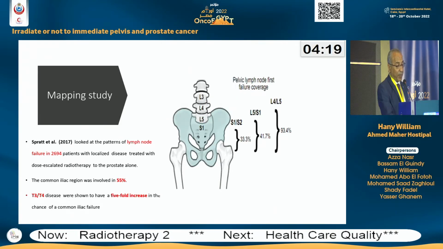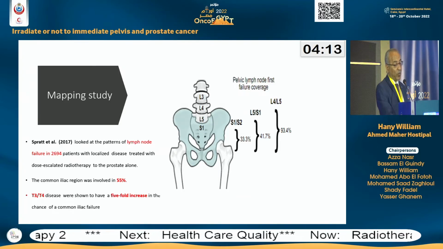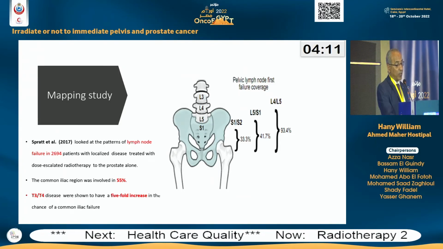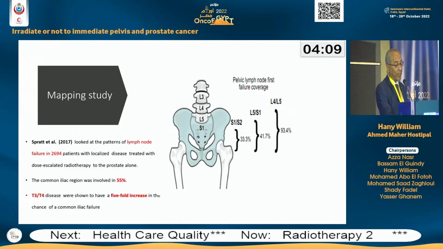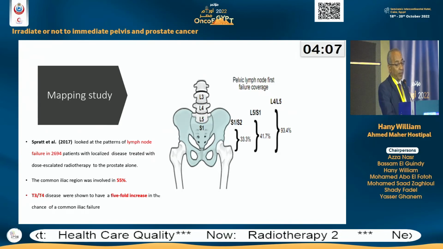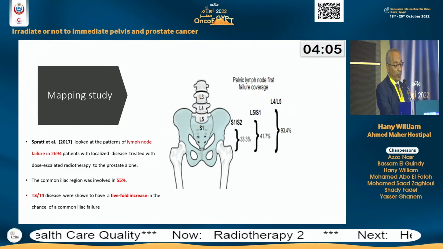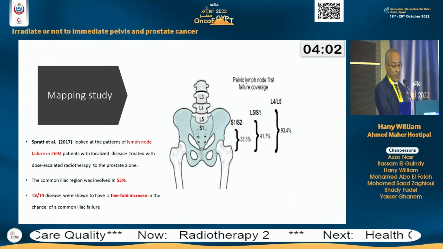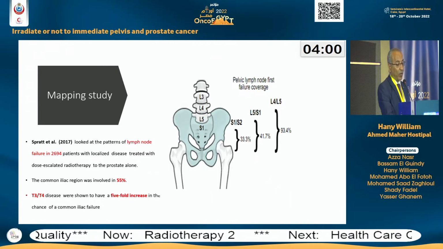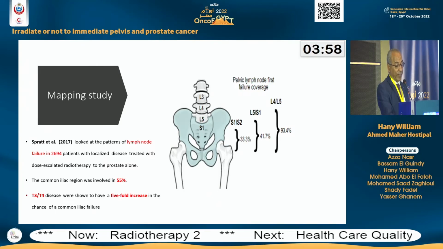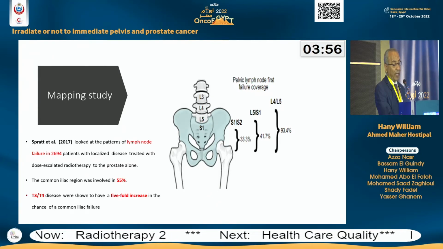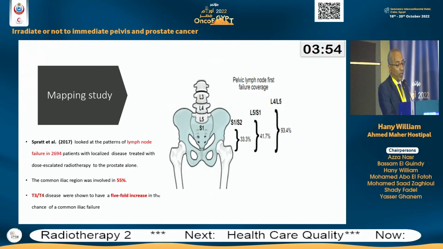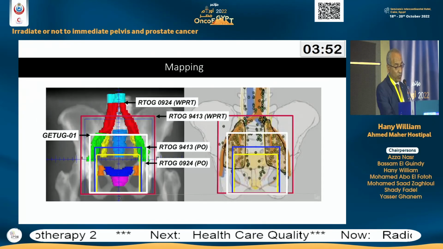This study by Sparta et al. defines the upper border of pelvic radiotherapy. The upper border in the GETUG French trial was S1 and S2, which covered only 33% of the failures. By placing the upper border at L4, L5, 93% of failures are covered. So in planning pelvic irradiation, the upper border should be at L4, 5 to cover the common iliac lymph nodes.